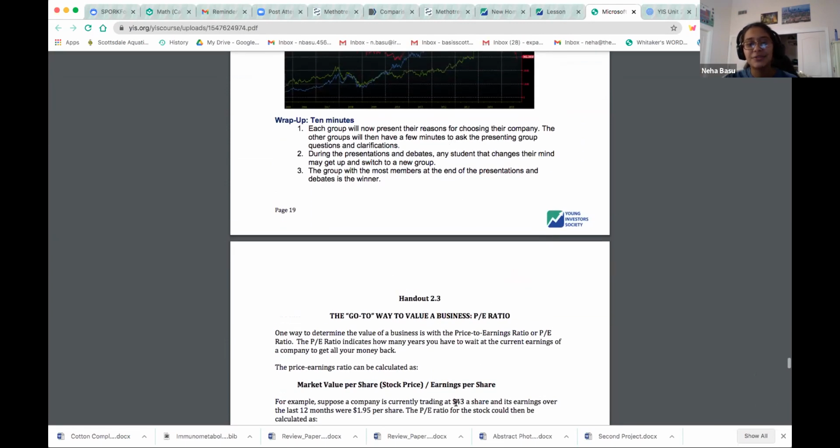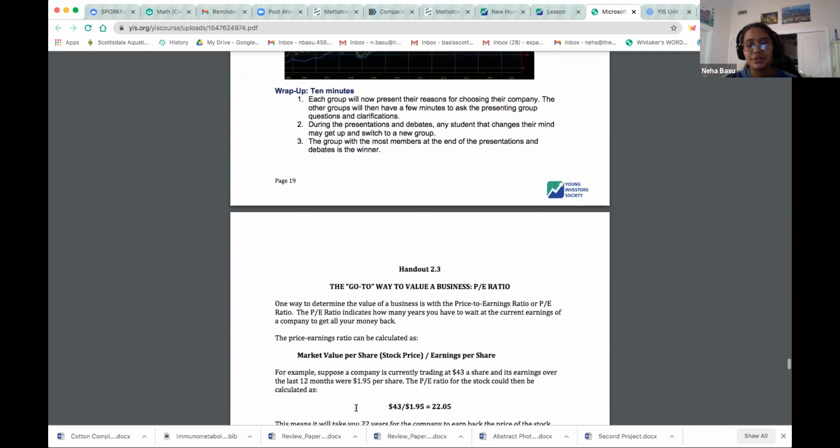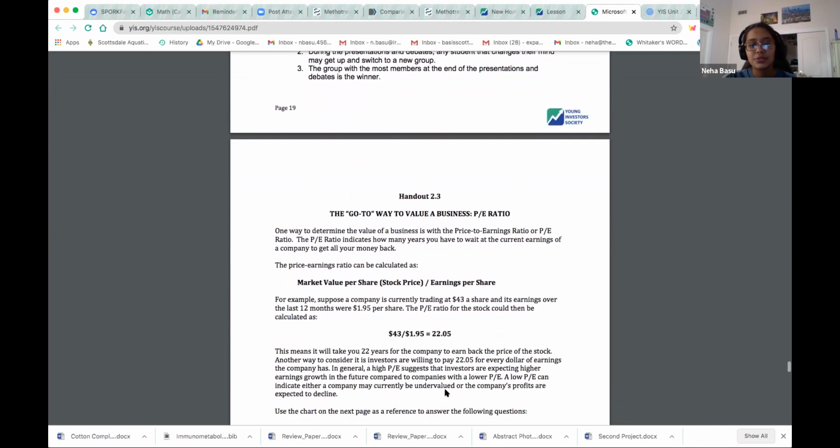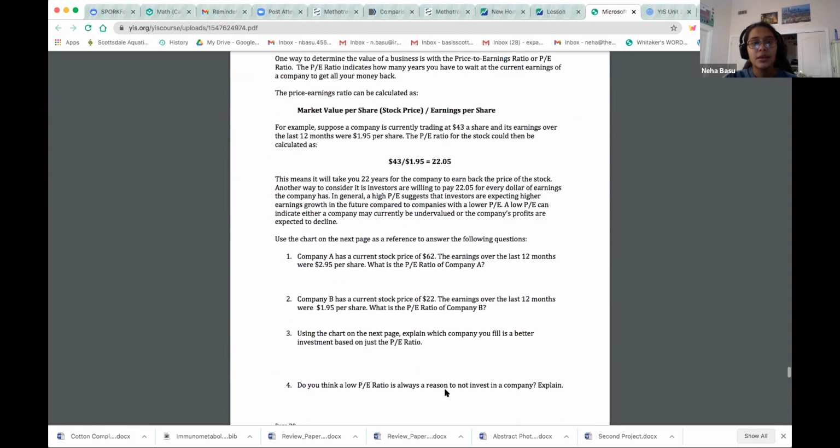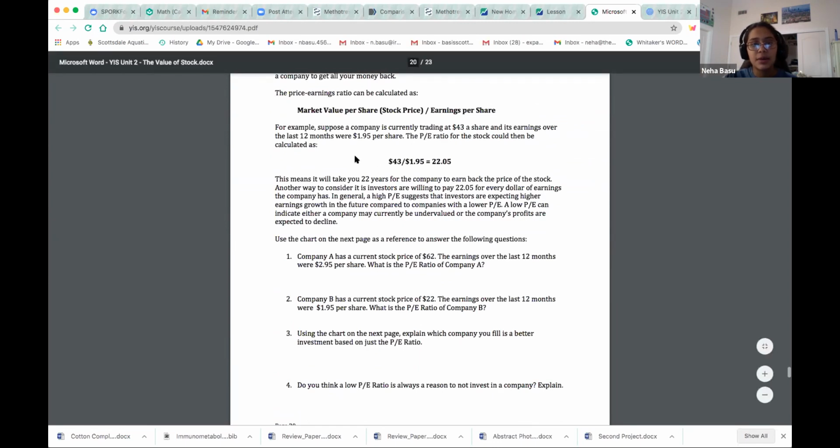If I hadn't shown that, it would be 43 divided by 195, which is what they give you, which is 22.05. That would be your PE ratio. And as we mentioned above, this means that it'll take you 22 years, if you invest in the company, to earn back the price of the stock.